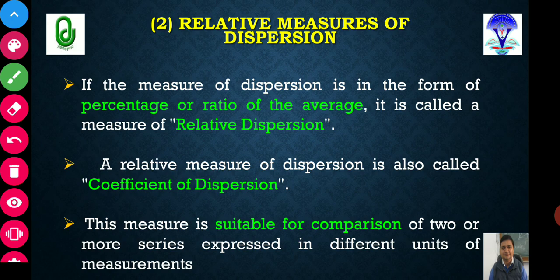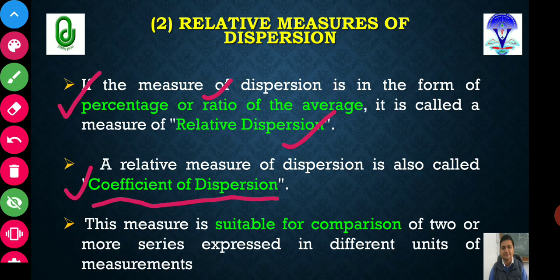Now, the second one is the relative measures of dispersion. If the measure of dispersion is in the form of a percentage or ratio of the average, it is called relative dispersion. So when it is in the form of percentage or ratio, it is called a relative measure of dispersion. It is also known as coefficient of dispersion. These are the terms that you should take care of for your objective examination.